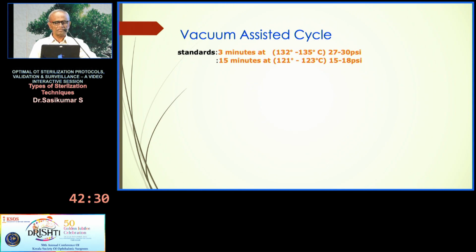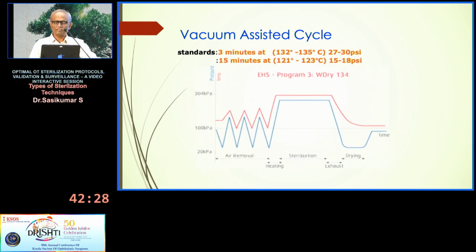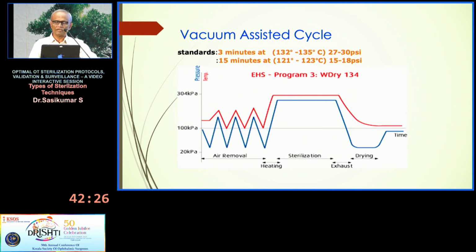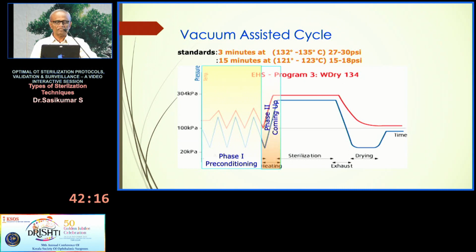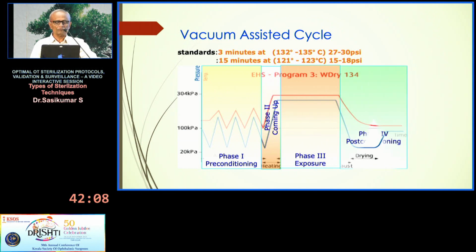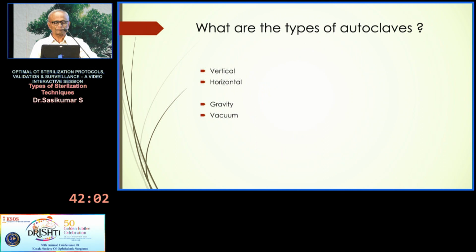In a vacuum assisted cycle, phase 1 is the preconditioning, where the air is removed by gravity or through repeated serial pressure and vacuum pulses. Once a vacuum is created, steam is let in to build up pressure in the second phase. The third phase, as I said, is the kill time, where the actual destruction of the microbes and spores takes place. The fourth phase, post conditioning, is where the exhaust and drying occur.